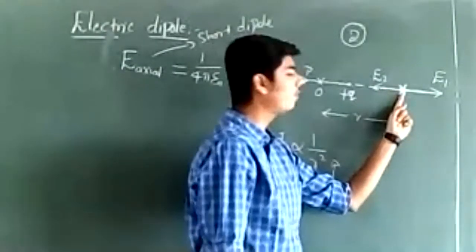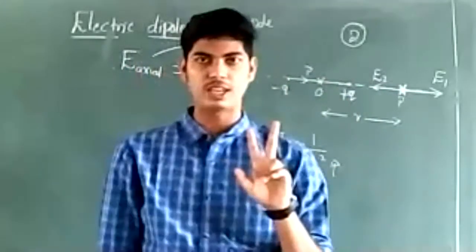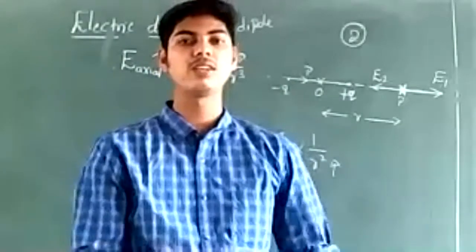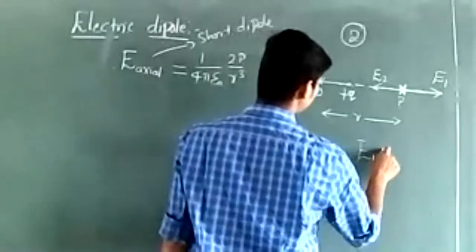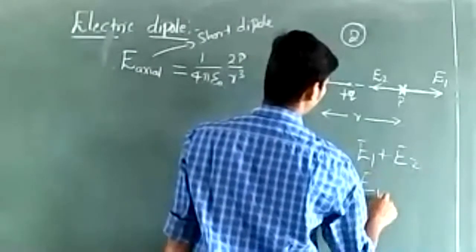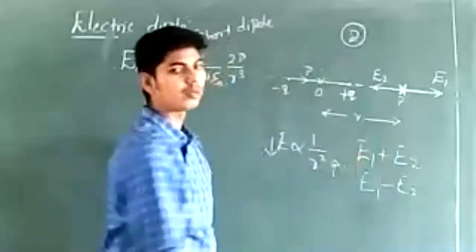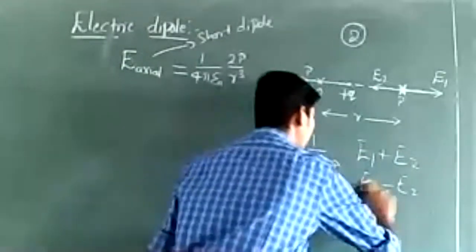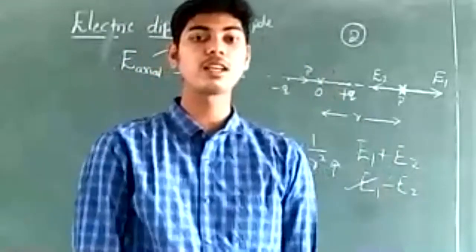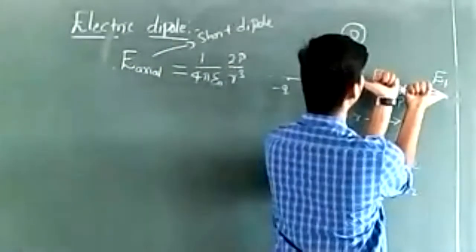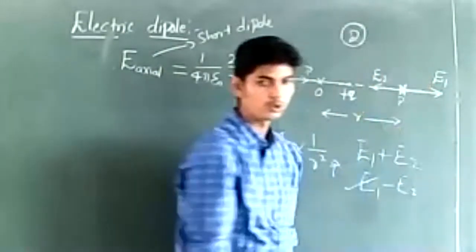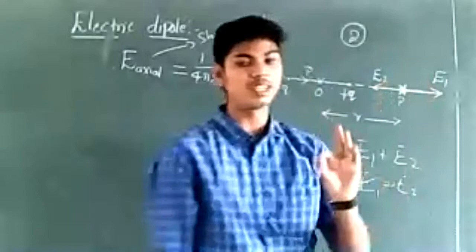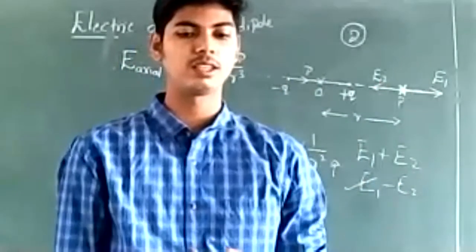However, what is the net electric field at point P? You said that there are two electric fields acting at point P, E1 and E2. Net electric field at point P is E1 plus E2 or E1 minus E2? You must write E1 minus E2. See, at point P both the electric fields are acting in opposite directions. So E1 minus E2 is to be written. That is the net electric field.